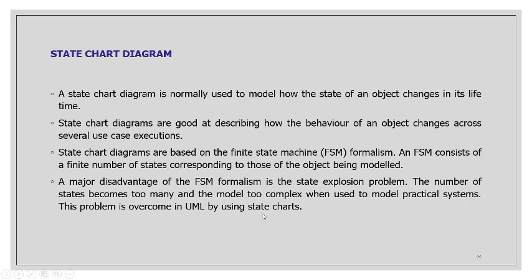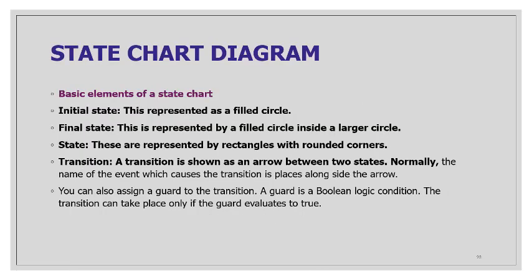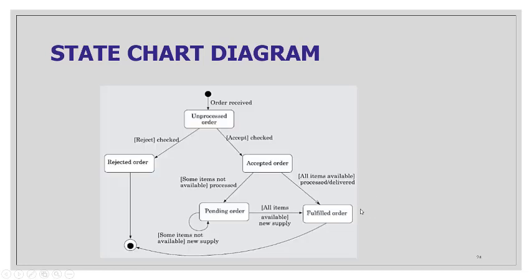But in the state chart diagram, that problem has been overcome. The basic elements of a state chart are the initial state, which is represented as a filled circle; the final state, represented by a filled circle inside a larger circle; and the states, represented by rectangles with rounded corners. And there are transitions, shown as an arrow between two states. Normally the name of the event which causes the transition is placed alongside the arrow. You can also assign a guard to the transition. A guard is a Boolean logic condition. The transition can take place only if the guard evaluates to true.